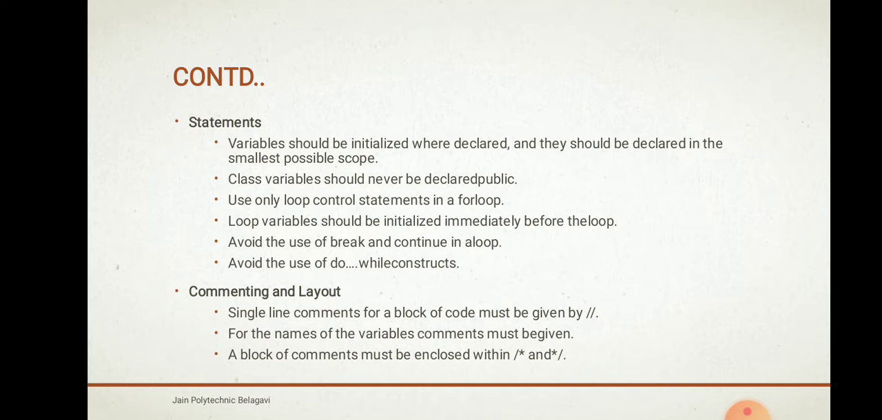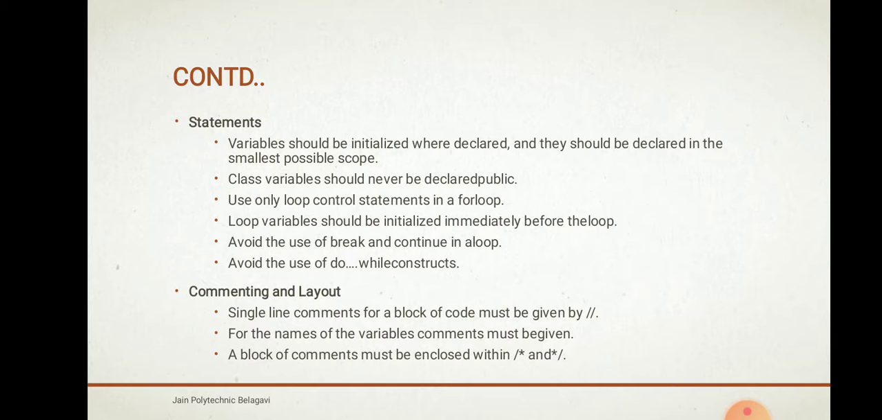Now when you go for statements, how to write the statements while coding. Variables should be initialized when they are declared, and they should be declared in the smallest possible scope. Variables should always be kept within the function itself, and class variables should never be declared public. Whatever class variables are within the class should always be treated as private, for the protection of the variables.